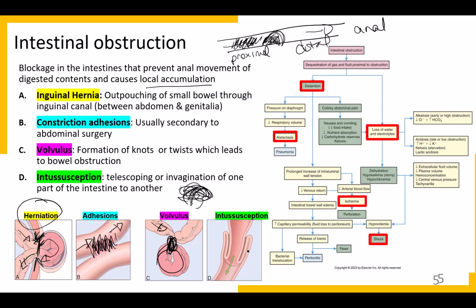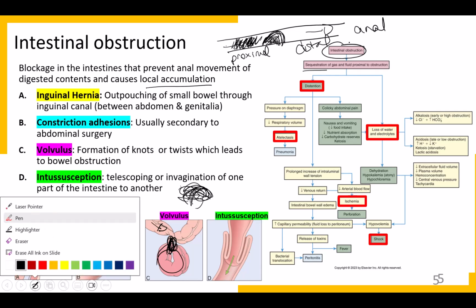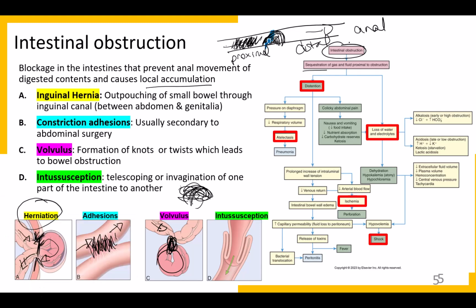So let's have a look at what happens with intestinal obstruction. So what happens is that you have a local accumulation or a sequestration of gas and fluid and contents proximal to the obstruction. The obstruction, as you can see, is over here.